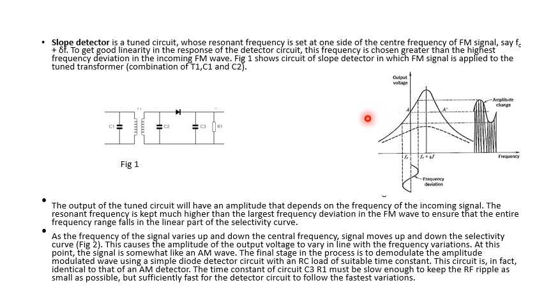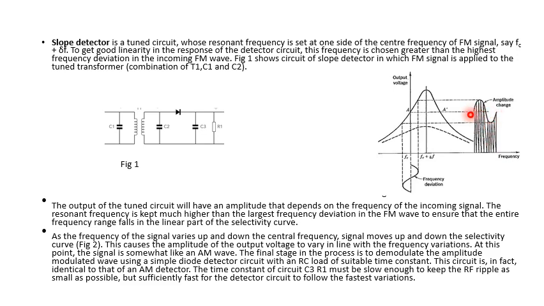As we have studied earlier in amplitude modulation, the output signal is somewhat like an amplitude modulated wave. When we study the amplitude modulated wave, we see that its shape is like this. Therefore, what we are getting at the output of the circuit, or the slope detector, is the amplitude modulated wave.